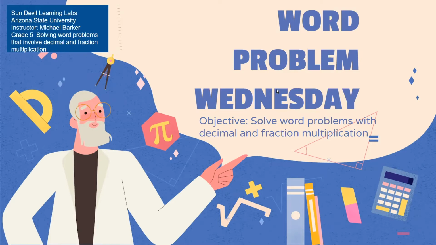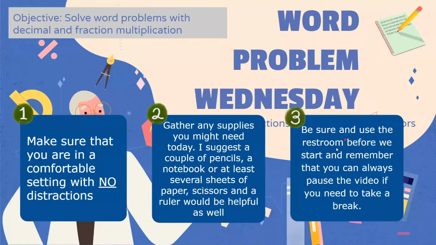Today we are going to be solving word problems that involve decimal and fraction multiplication. We call it Word Problem Wednesday. So our objective is to solve word problems with decimal and fractional multiplication. Before we start, I'd like to go over a few things with you. A few things that I always try to remind people before they start, just to make the lesson a little easier and go a little smoother.